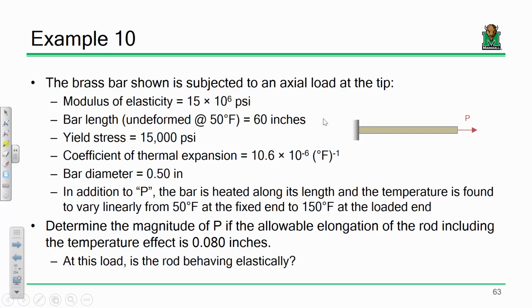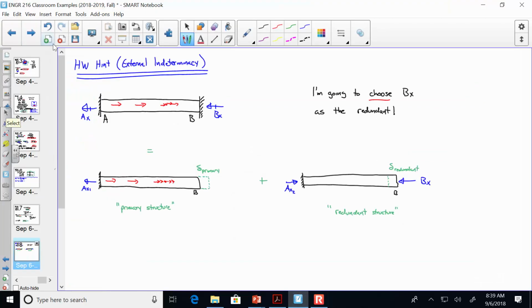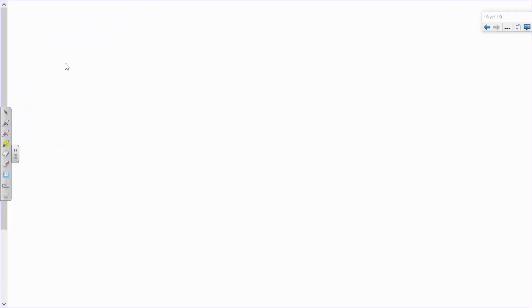And then we're also going to ask, at that load, is the rod behaving elastically? And we'll look at that here at the end. But let's write down some values, and let's see if we can do some analysis.